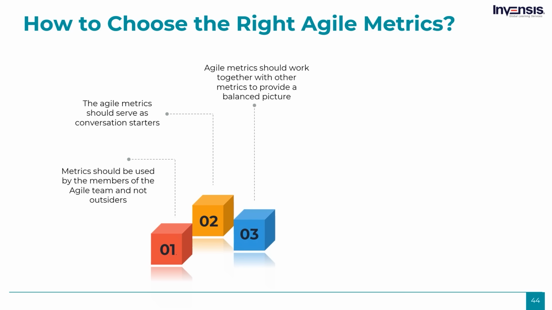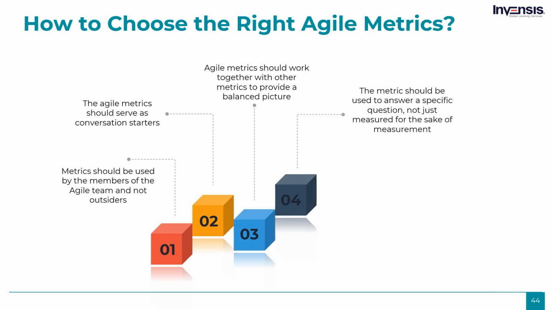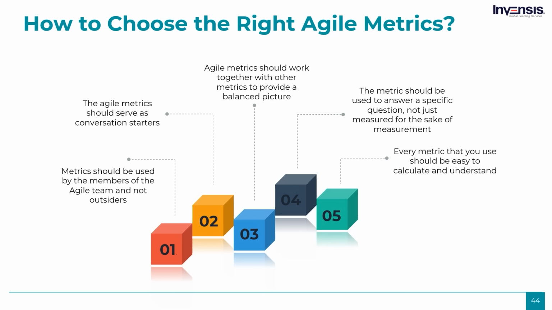Thirdly, Agile metrics should work together with other metrics to provide a balanced picture. Did you know that even a great metric, when used alone, might lead to tunnel vision, and incentivize teams to maximize that metric at the expense of all else? Using several metrics together provides a balanced picture of Agile activity. Also, the metric should be used to answer a specific question about Agile processes, not just measured for the sake of measurement. Lastly, every metric that you use should be easy to calculate and understand. Metrics that are overly complex or not fully understood will not be useful in guiding you and your team's activities, even if they provide good insights into a team's work.